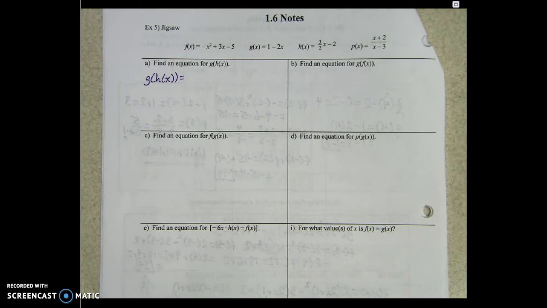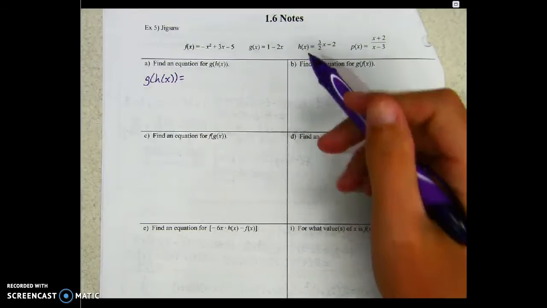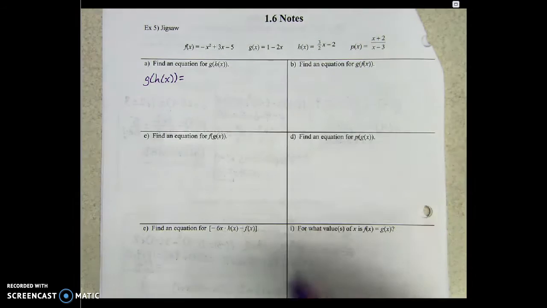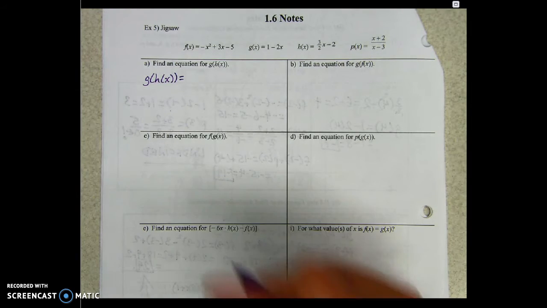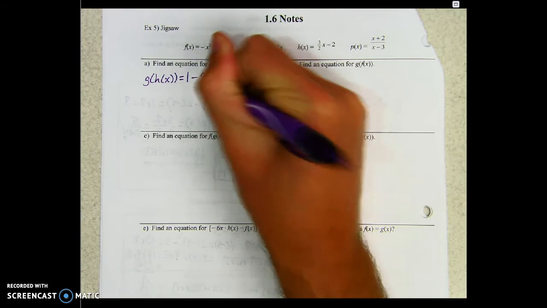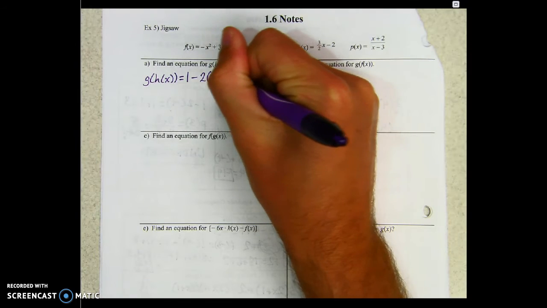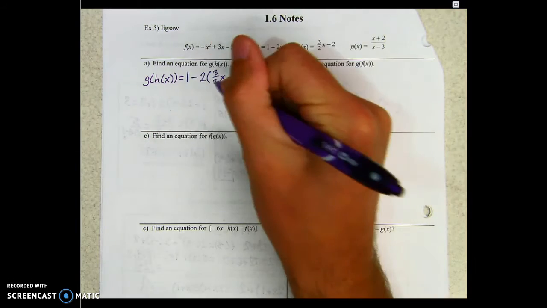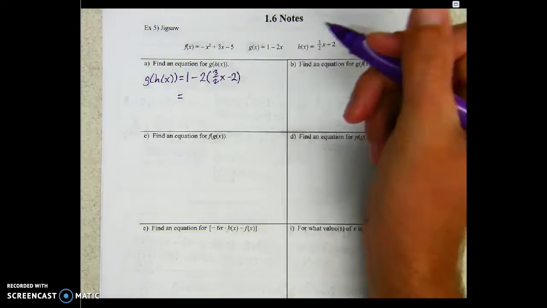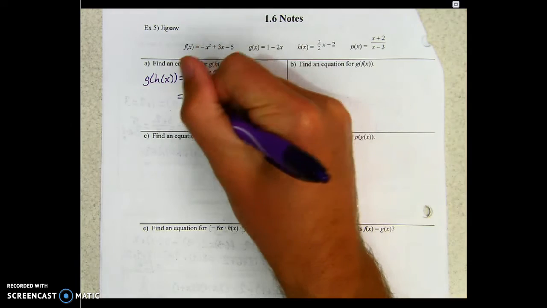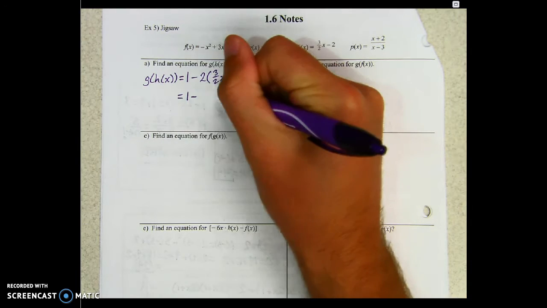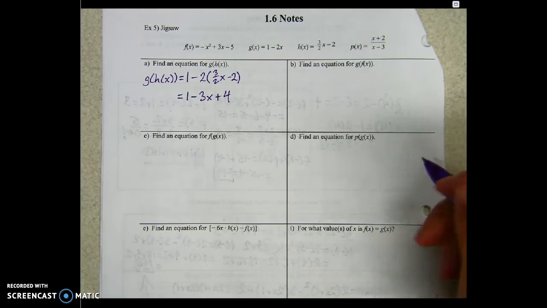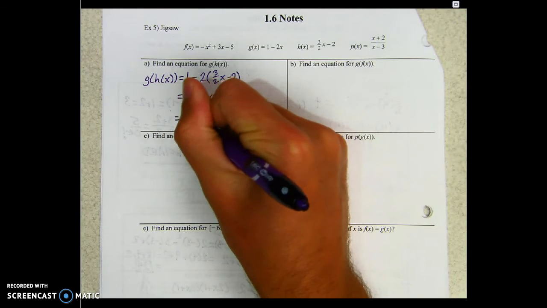So here's letter A. We have g of h of x. Now that means that we are using the h function and plugging that entire equation into the g function, right? So g of h of x is going to be equal to 1 minus 2 times (3 halves x minus 2). All right, so that means we're distributing the negative 2 into both terms in the parentheses. So we're going to end up with 1 minus (3x plus 4), which turns into negative 3x plus 5.